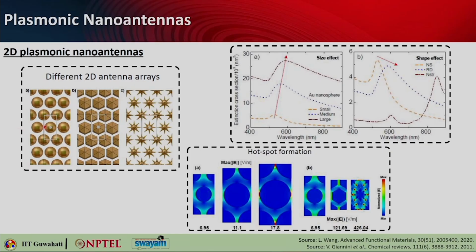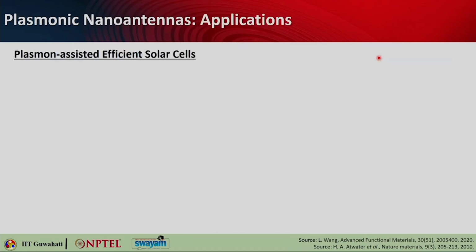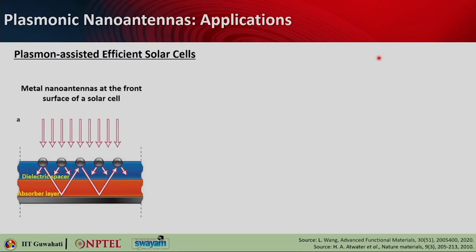And when you change the shape from spherical to rhombic dodecahedron to spikes, the spikes will have much more electric field concentration along them because of this lightning rod effect, and you can see that they are able to interact much more strongly with each other, and that is why the resonance for the spike one is much redshifted as compared to the nanosphere arrays.